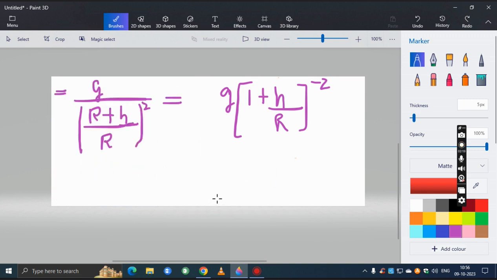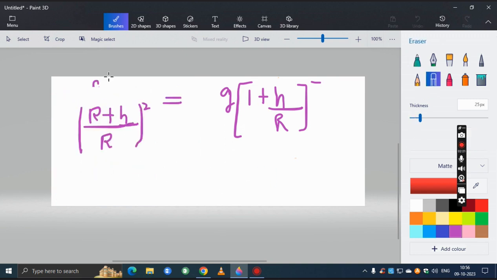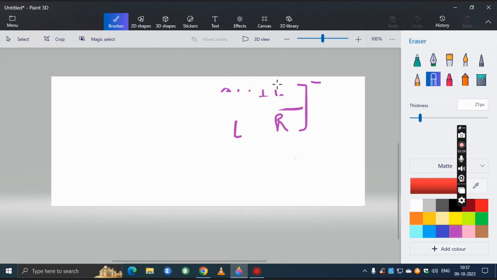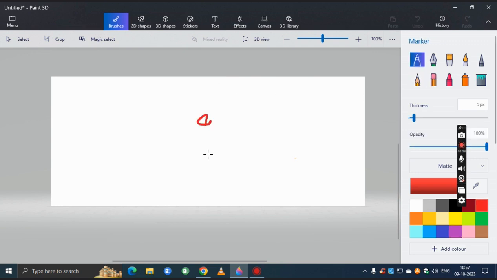Now let's talk about variation of g with depth. As we go inside the earth, how does g vary? And one more important thing, this formula g into (1 minus 2h by r) is only applicable for h lesser than r by 2, that is half the radius of the earth. If h is greater than r by 2, then you're going to have to use this formula.